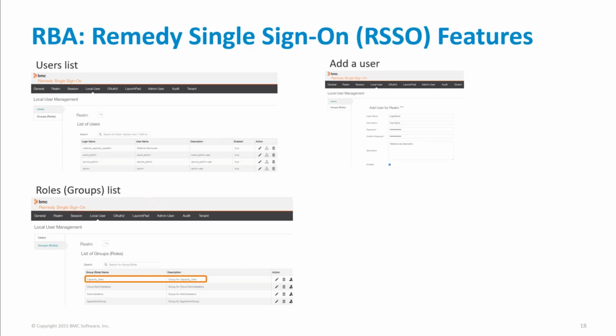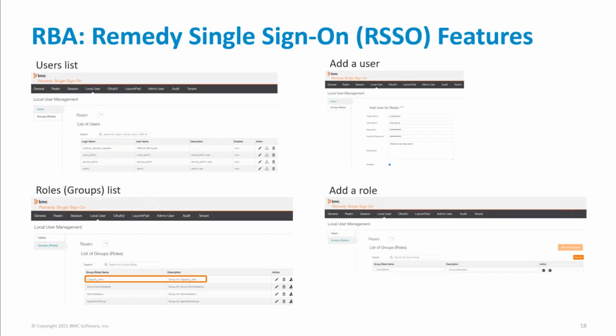A group in RSSO is also known as a role, although it is not the same as a TSCO user role nor a TSPS user role. For this webinar, I will use the term RSSO group. Creating a RSSO group is as simple as providing a group name and an optional description. Afterwards, you add local users to the group.